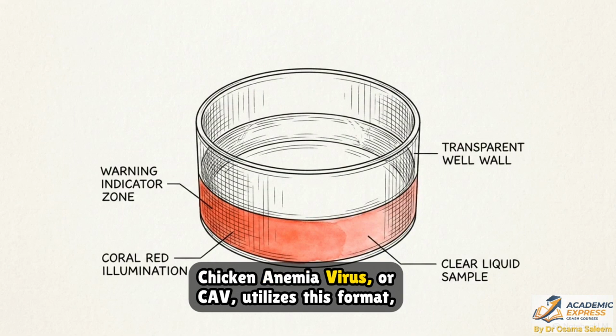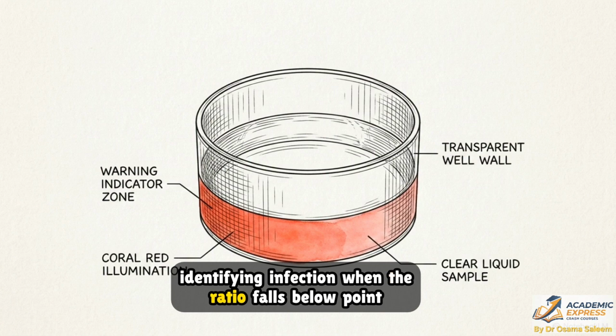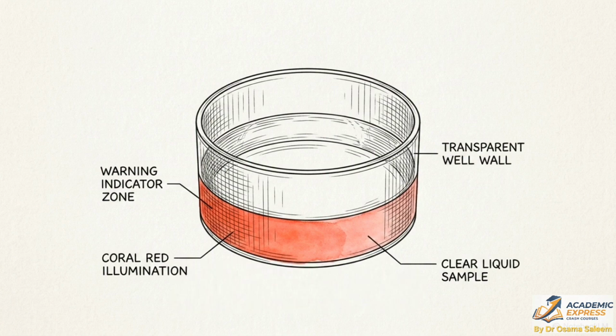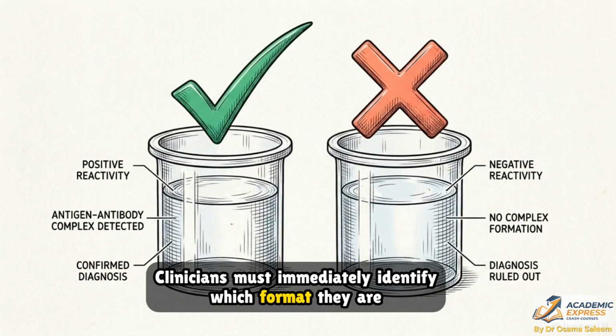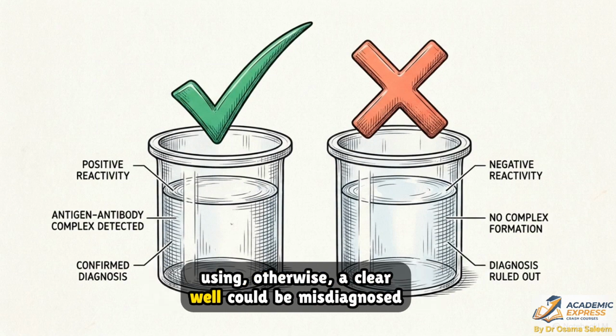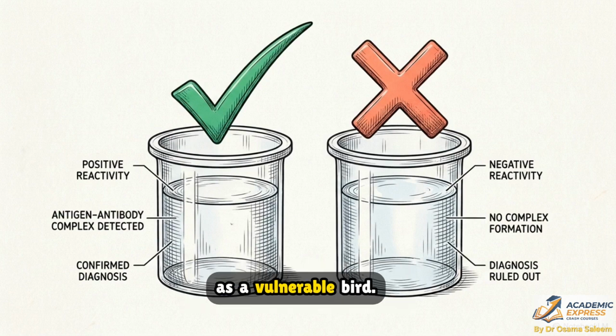Chicken anemia virus, or CAV, utilizes this format, identifying infection when the ratio falls below 0.6. Clinicians must immediately identify which format they are using, otherwise a clear well could be misdiagnosed as a vulnerable bird.